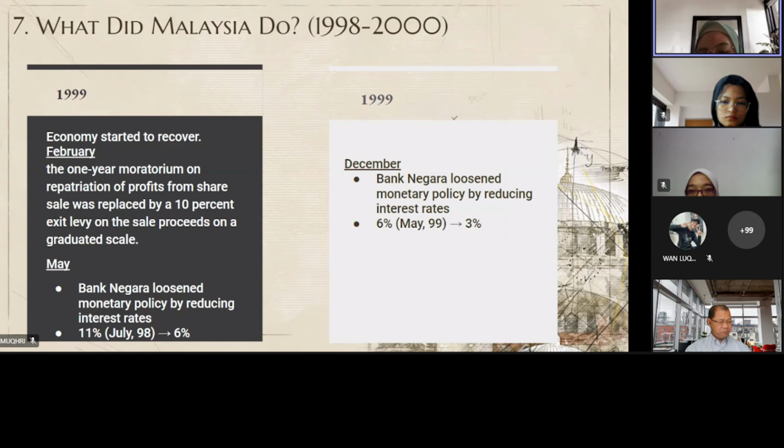So moving on to 1999, the economy actually started to recover. The capital and currency controls were also gradually removed, and to tackle the recession on the monetary and financial sector front, Bank Negara loosened monetary policy by reducing interest rates gradually from 11% in July 1998 to 6% in May 1999, and also 3% in December 1999. So, next slide.